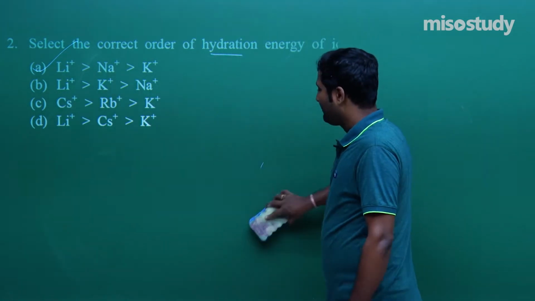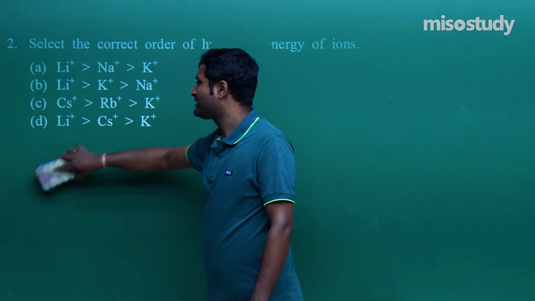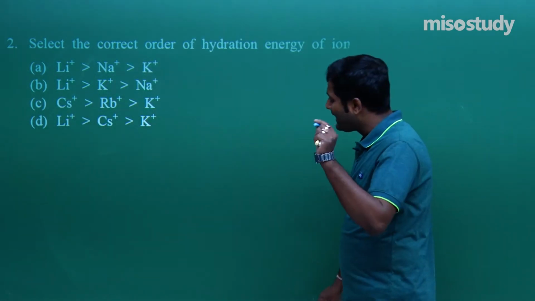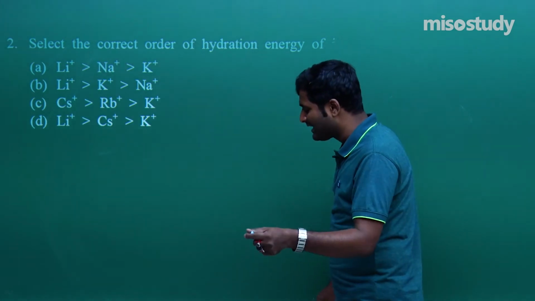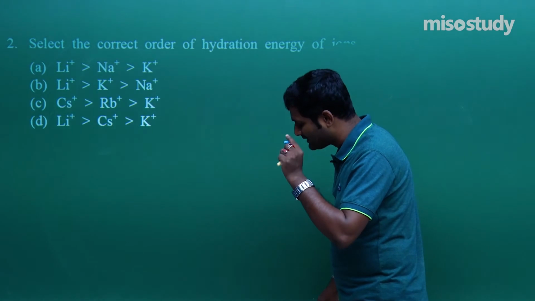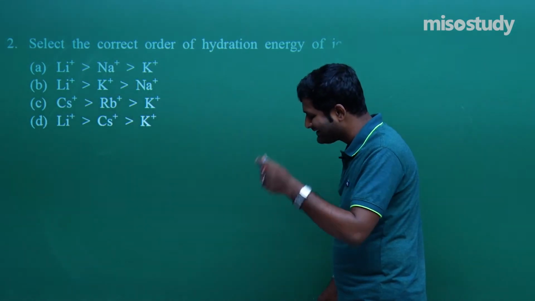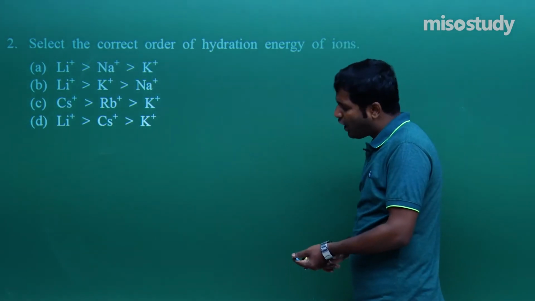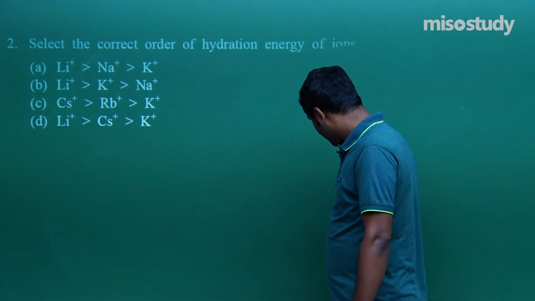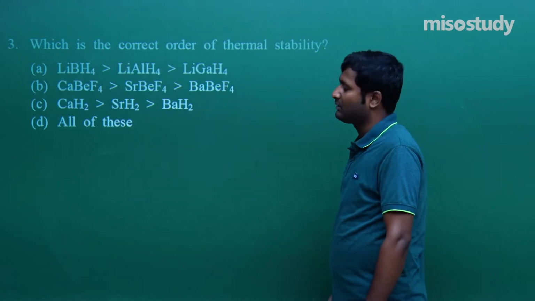Clear? Again, I am repeating: higher degree of hydration, smaller the size of cation. Smaller the size of cation, higher the degree of hydration, higher is the hydration energy, but less is the ionic conductivity. Repeating, less is the ionic mobility, or you can say ionic conductivity. Now, let's move to the next part of the question.